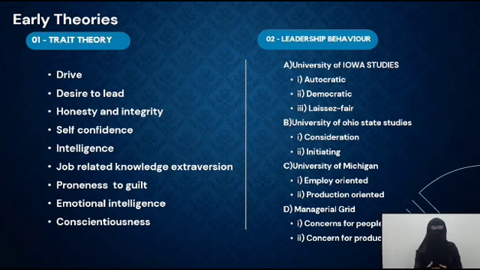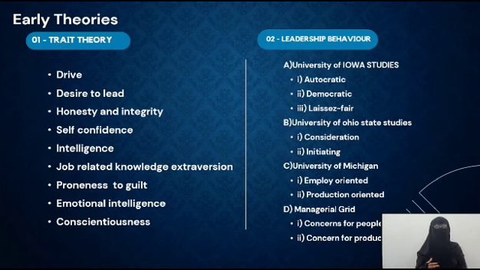Ohio State University studies state that leaders exhibit two types of behaviors: consideration and initiating structure. Consideration: leaders are concerned for subordinates and attempt to establish a warm, friendly, and supportive climate. Initiating structure: leaders define the leader-subordinate roles so that everyone knows what is expected, and establish formal communication lines.